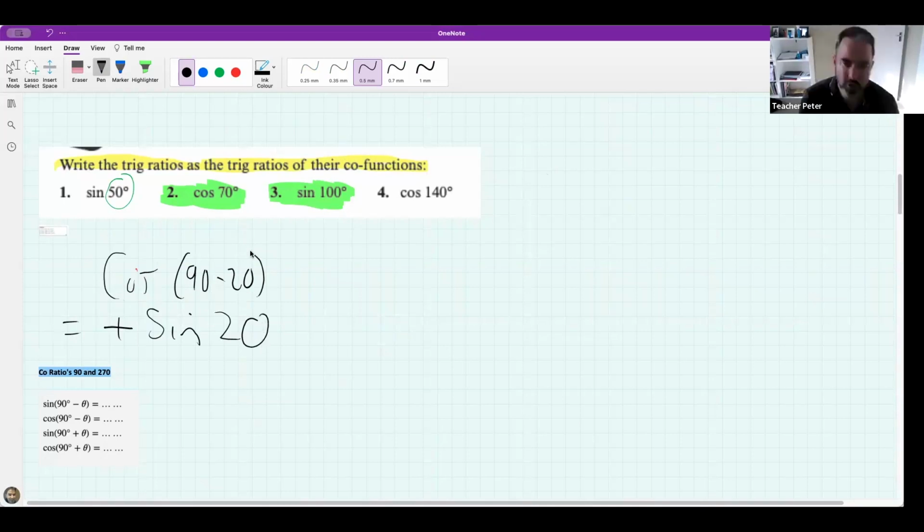Okay, see if you can do number three. And for those who are feeling on top of the world, why don't you have a go at number four as well?